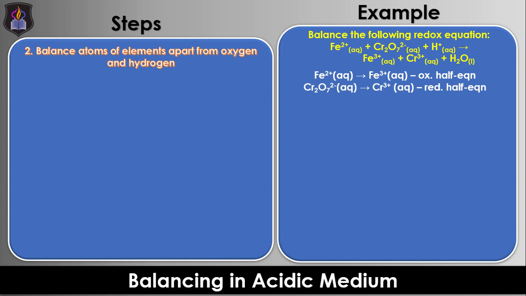Remember, at this stage, you are expected to ignore the charges. However, in the reduction half equation, there are 2 atoms of chromium on the left hand side and 1 atom on the right hand side. So we add 2 to balance the chromium atoms on the right hand side. Step 3.